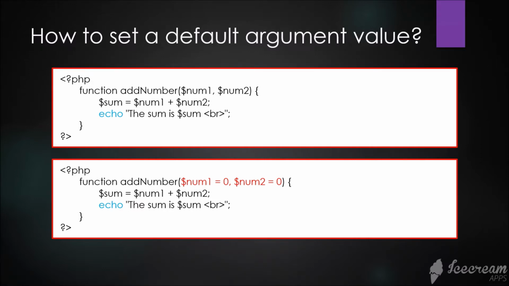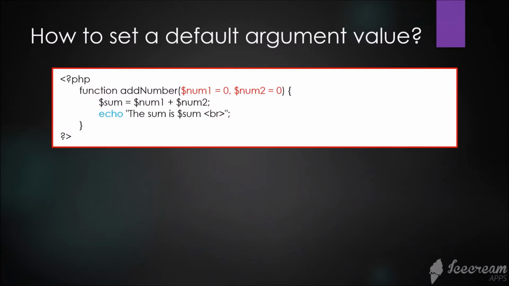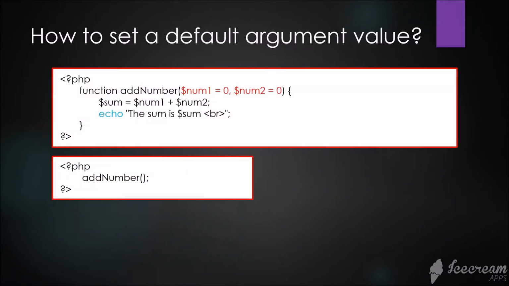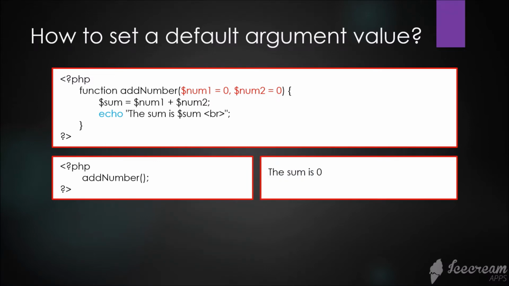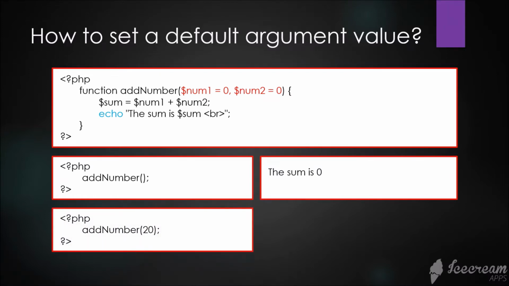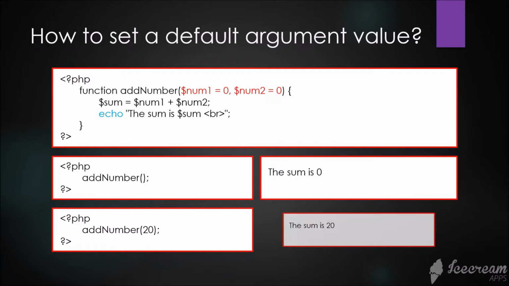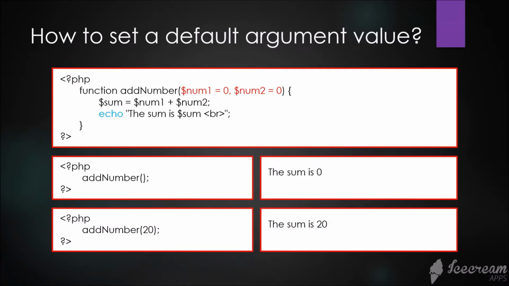Okay? Ngayon, if we try to call the function, although wala tayong argument na pinasa, the output will be something like this. The sum is 0. Now, if we call the function but only passing the first argument, then we can still have the output of the sum is 20. Okay guys, so that's how we set the default value in a function. Okay guys?